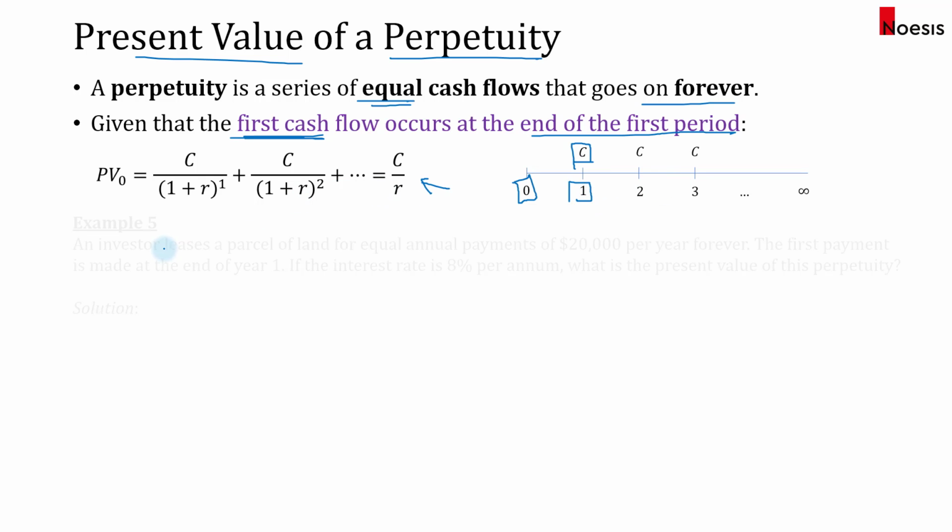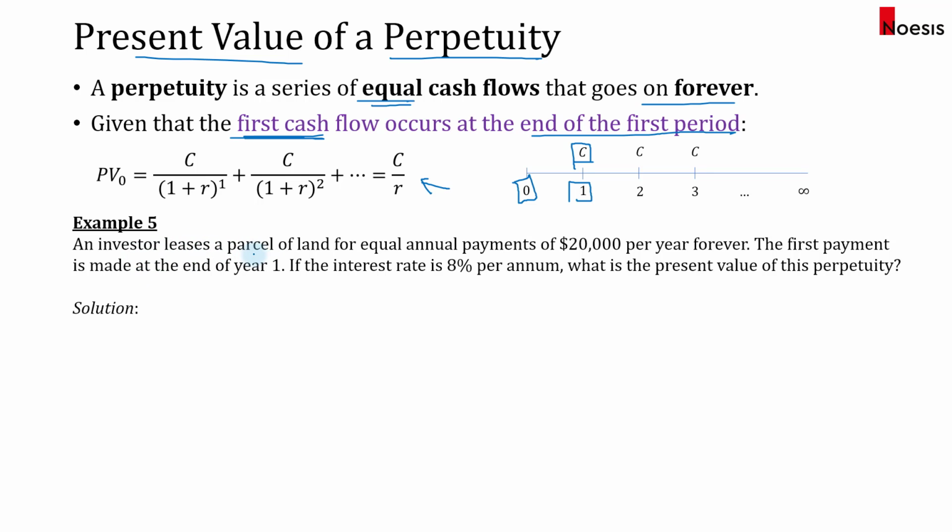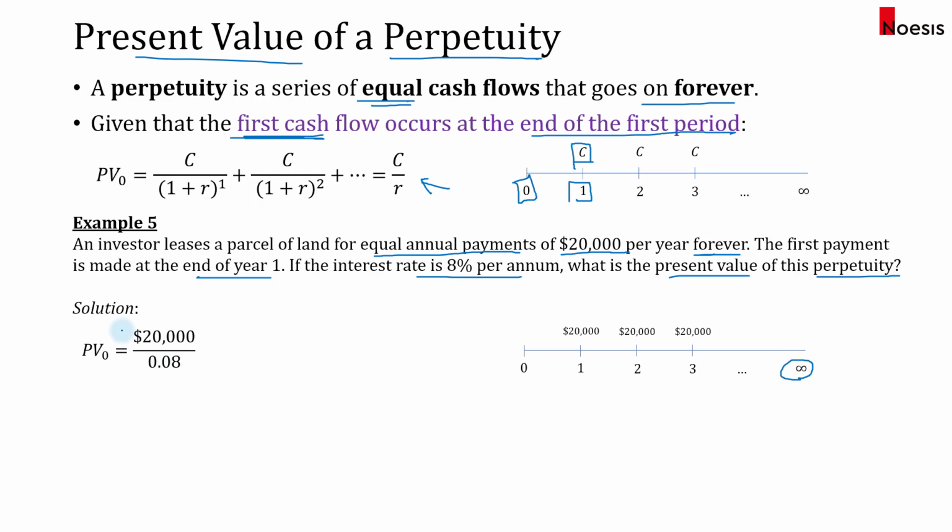Keep that in mind. So in example 5, let's say an investor leases a parcel of land for an equal annual payment of $20,000 per year forever, and the first payment is made at the end of year 1. If the interest rate is 8% per annum, what is the present value of this perpetuity? The 20,000 occurs forever, up to infinity. So the present value will be 20,000 divided by the interest rate 8%, which equals $250,000. That's the value of this series of perpetual $20,000 payments.